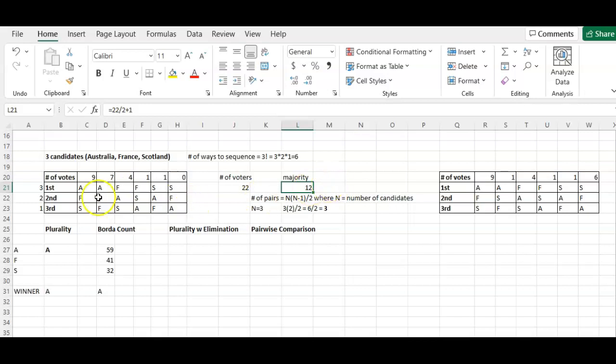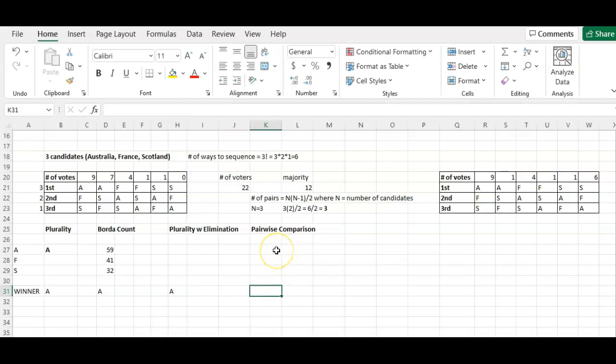And in this example, we had A winning with 16 votes. That's more than the majority of 12. So with plurality with elimination, A is the winner as well, and we don't have to do anything special to figure that out. But we will go through an example where we do something special.